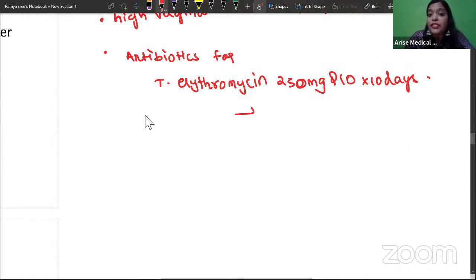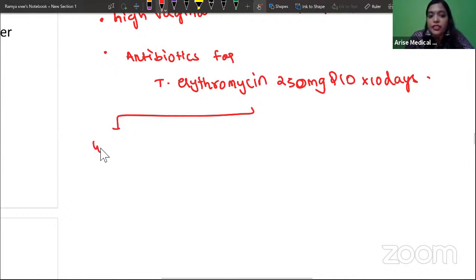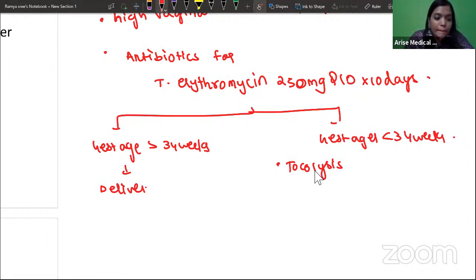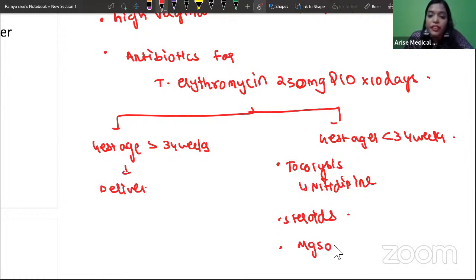Okay. If the gestational age is more than 34 weeks, you can just deliver her because there's already lung maturity and everything is fine. So just deliver. If the gestational age of the patient is less than 34 weeks, lung maturity is not there, so I have to wait on her. She's having contractions, give her tocolysis. The tocolytic of choice is nifedipine. Give her steroids for lung maturity and give her magnesium sulfate for neuroprotection. These 3 things have to be given.